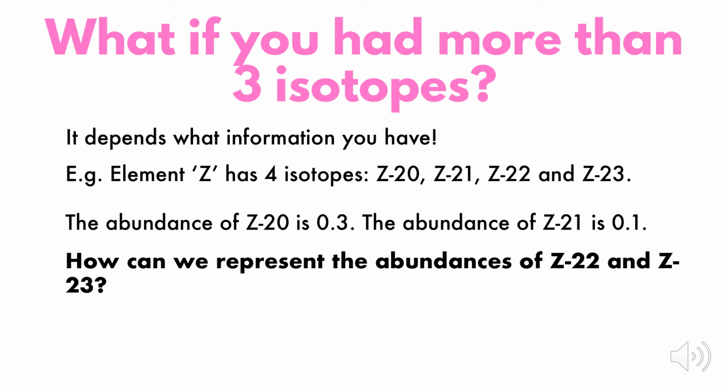Okay, so how can we represent the abundances of Z22 and Z23? Well, this is the idea that I had. I'm going to make Z22 X, and then I'm going to make Z23 1 minus the 0.3 minus the 0.1 minus X. What I've done there is very similar to what we did with the 3 isotopes. You do 1 minus the abundances you know about and minus the X as well. And of course you'd want to simplify that a little bit, so that leaves us with 0.6 minus X instead.